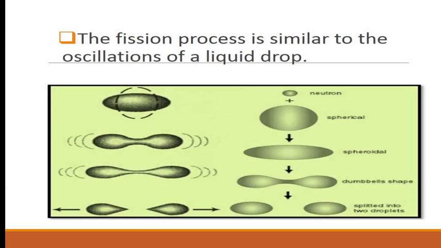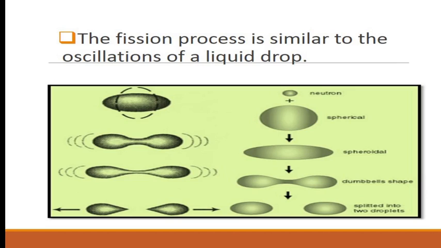Now the fission process: we have a heavier nucleus, and this fission process of a heavier nucleus is similar to the oscillations of a liquid drop. We know that a liquid drop is spherical in shape, isn't it? And you know how a liquid drop splits into two. Oscillations take place inside the liquid drop and it gets split into two. Here you can compare nuclear fission to that of a liquid drop.